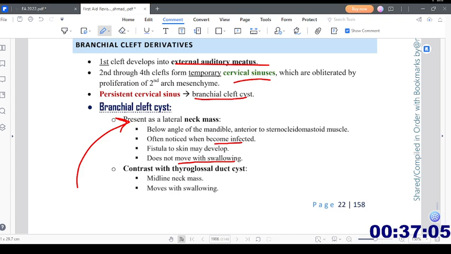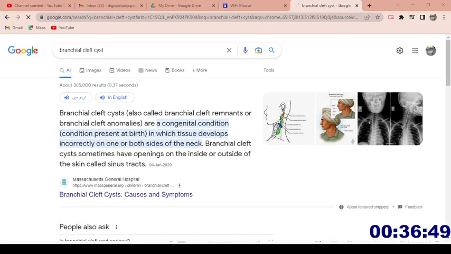Branchial cleft cyst. Okay, let me make it visible. Yep, so here you can see it. The branchial cleft cyst, also called a branchial cleft remnant or branchial cleft anomaly, is a congenital condition present at birth in which tissue develops incorrectly on one or both sides of the neck. Branchial cleft cysts sometimes have openings on the inside or outside of the skin that are called sinus tracts.